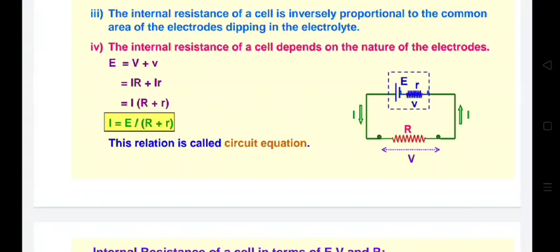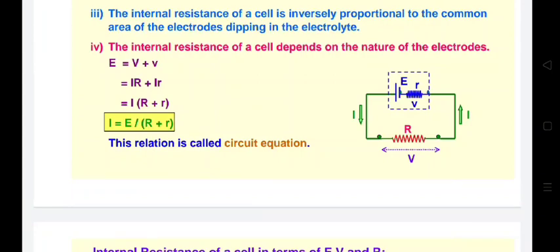So, second point, when no current is drawn from the cell, the cell is in open circuit. The value of current is 0, I equal to 0. So, from the equation we get V equal to E. That is, when there is no current drawn from the circuit, in that case the EMF and the terminal voltage are the same.